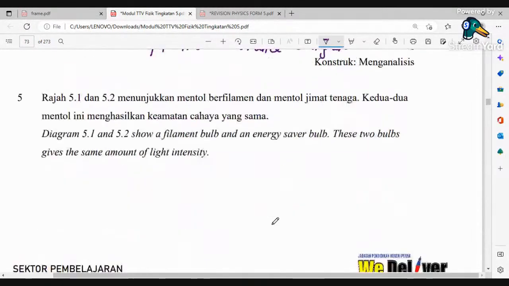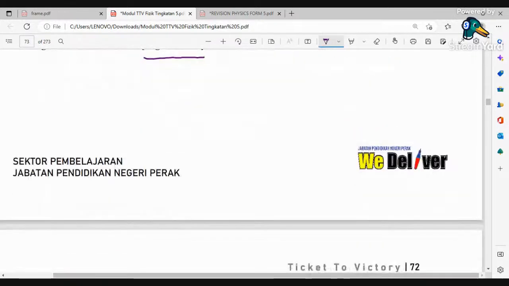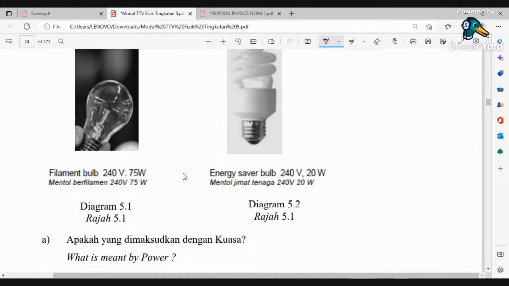Okay, number 5, diagram 5.1, 5.2 show a filament bulb and energy saver bulb. These two bulbs give same amount of light intensity. Kecerahan yang sama lah, brightness yang sama. Okay, ni kita ada dua bulb.